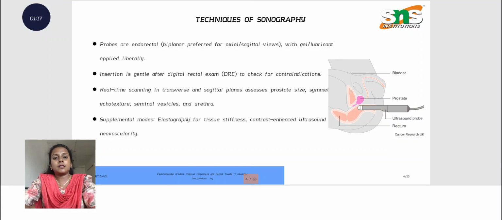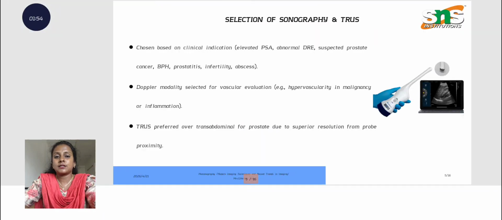For the technique of sonography, endorectal probes are used with gel or lubricant applied liberally. Insertion is gentle, after a digital rectal examination to check for contraindications. Real-time scanning in transverse and sagittal planes assesses prostate size, symmetry, echo texture, seminal vesicles and urethra. Supplementary modes are elastography for tissue stiffness and contrast enhanced ultrasound for neovascularity.